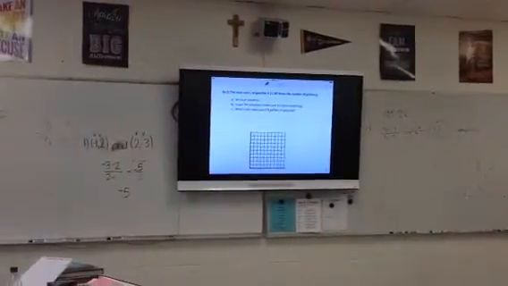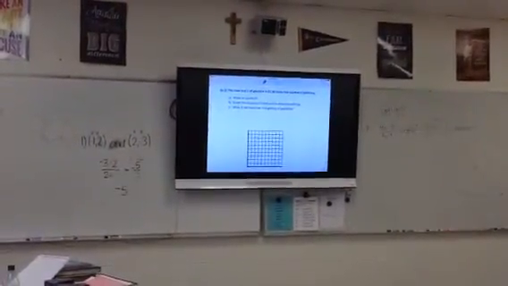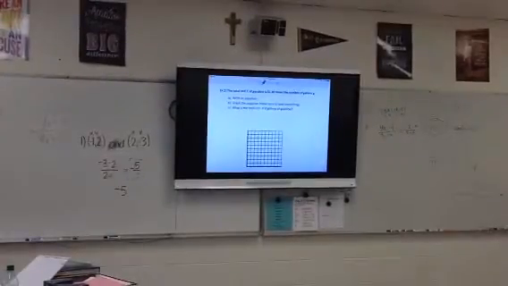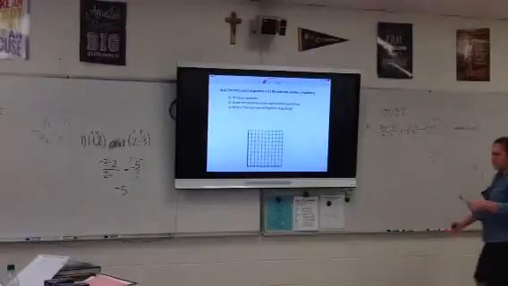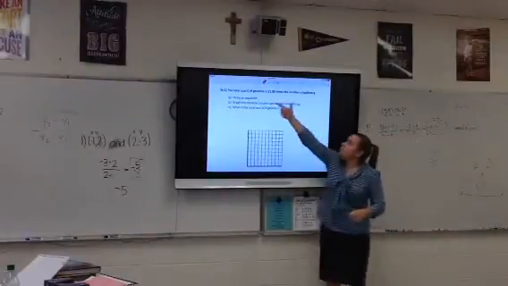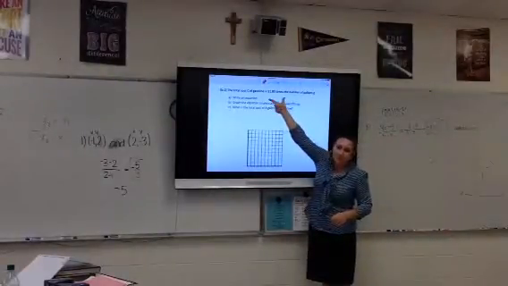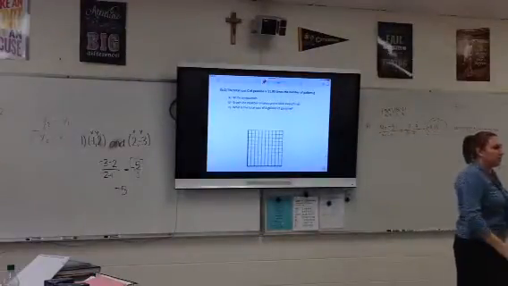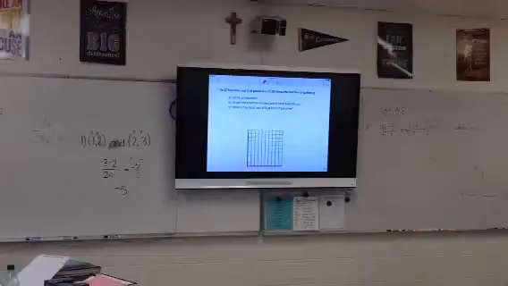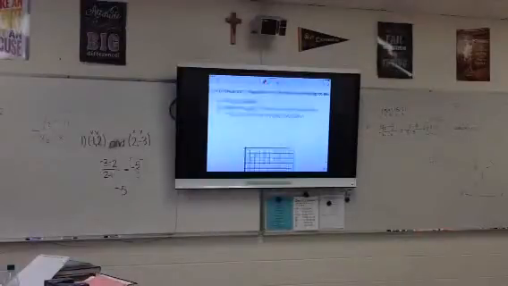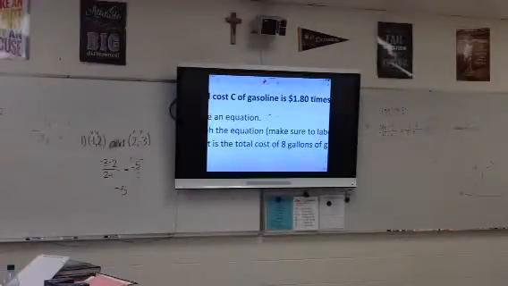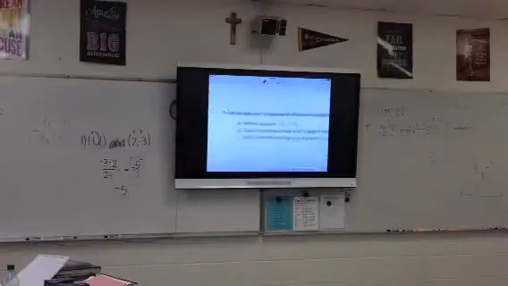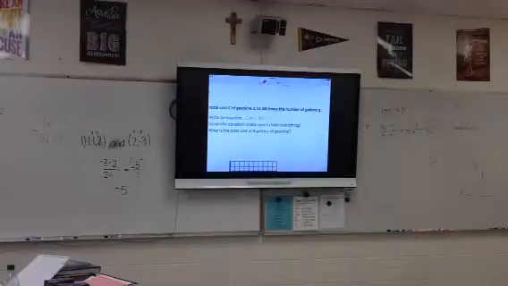All right, last problem, example 2. The total cost C of gasoline is $1.80 times the number of gallons G. First off, write an equation. Now this is review from chapter 1. This is a great review for final exam time, okay? So, total cost C of gasoline is $1.80 times the number of gallons G. What do you write there for an equation? C equals 1.80 times G. Very good.